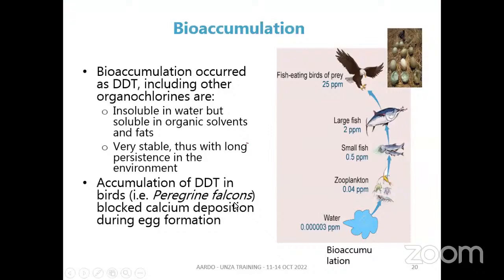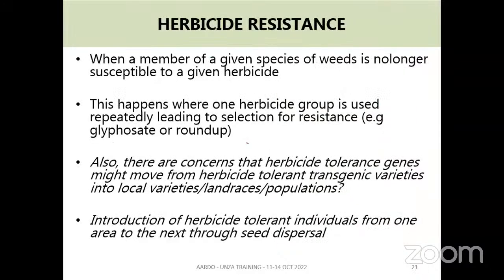I have shared this image below, which shows that, and this is an example of DDT, but there are several other pesticides and herbicides, by the way, that could bioaccumulate from one trophic level to another, causing problems. Even the person eating this fish eventually gets exposed to that herbicide.